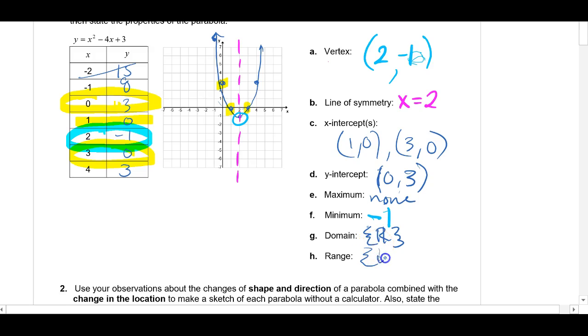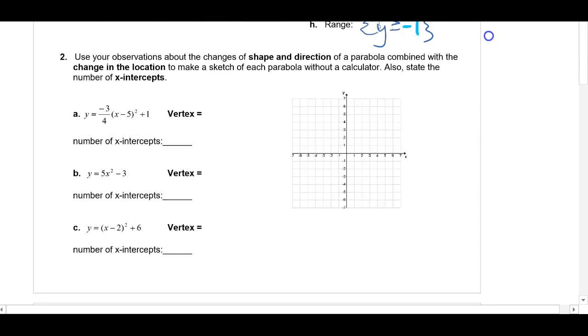Okay, so now for the range is y, or the y values, and y is going to be greater than or equal. And it's greater than because the graph is going up, and it's going to be greater than the y value of our vertex, which is the bottom of the graph. Okay? All right, next one.